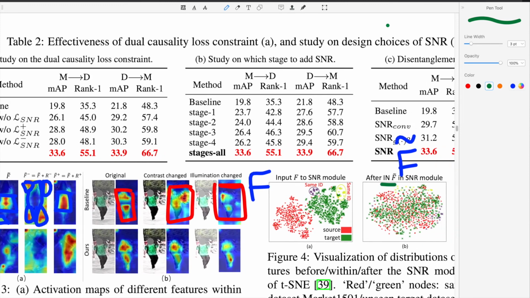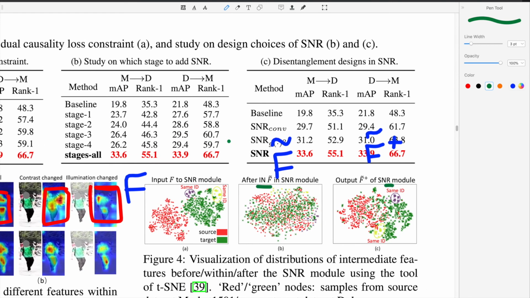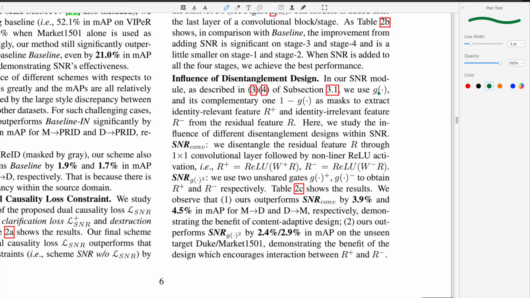Now the next ablation study is on where to add the SNR. So this is the baseline, and you can see that just adding the SNR module in all 4 stages yields the best performance. And next, they performed ablation studies on different disentanglement designs in the SNR module, where in the baseline, they extract R plus through putting the R feature in a module called G, and then obtaining R plus. And then R minus is complementary to R plus, which is simply subtracting it from 1 to obtain R minus.